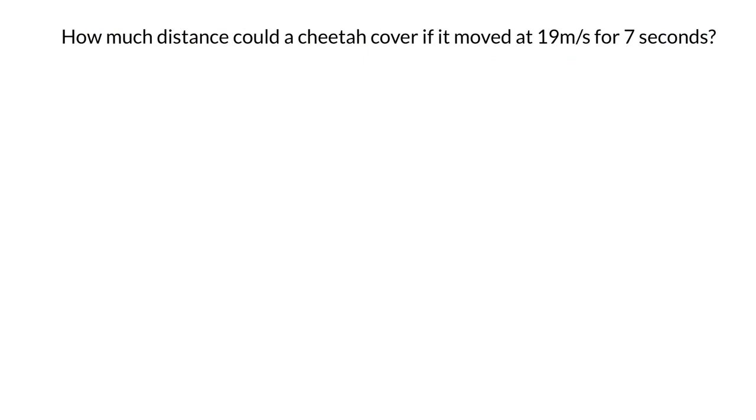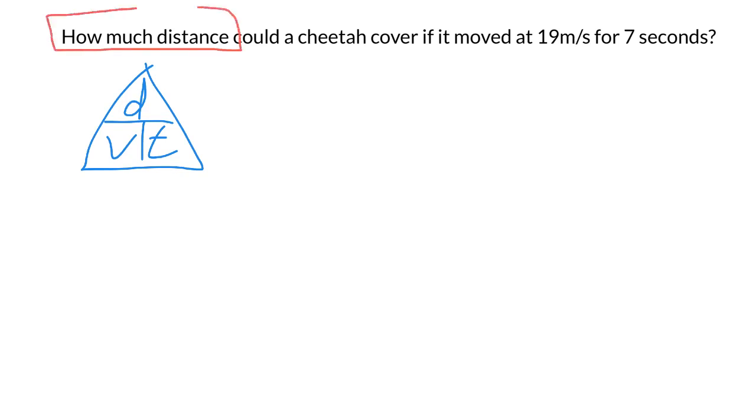So the question in this last one is, how much distance could a cheetah cover if it moved at 19 meters per second for 7 seconds? The way I start off every problem is to draw my equation triangle. Velocity equals distance over time, and here we go. So now I'm going to look for, what am I trying to find in here? I am trying to find out how much distance, so I know that I'm looking for d. I know that I have a velocity of 19 meters per second, and I have a time of 7 seconds.